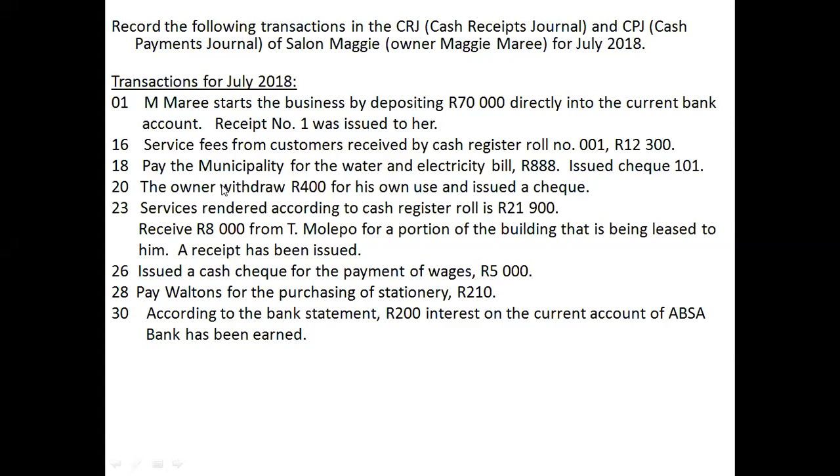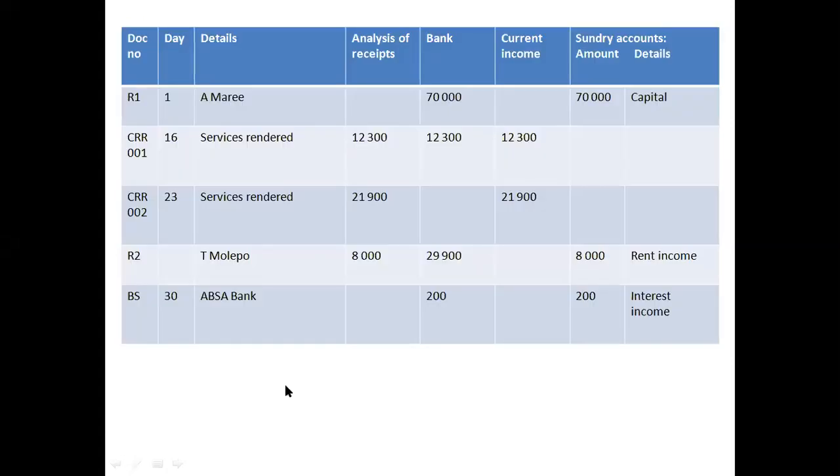Let's go and see. There is your CRJ. With document number, it is going to be receipt number 1. On the first, details, the name from the transaction, M. Maria, 70,000 Rand in bank, 70,000 Rand with sundry accounts, and you say it's for capital. Why sundry accounts? Because there's not a column at the top for capital. And then you will see it's not written in with analysis of receipts. Why? Because it was paid directly to the bank.